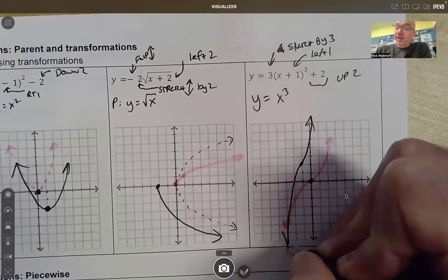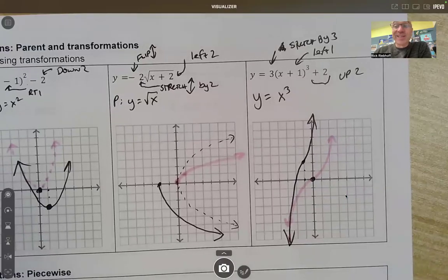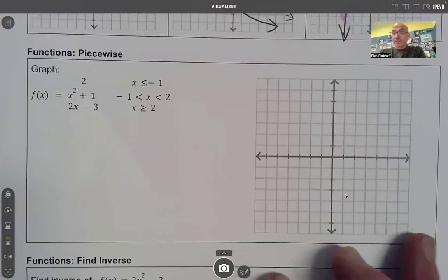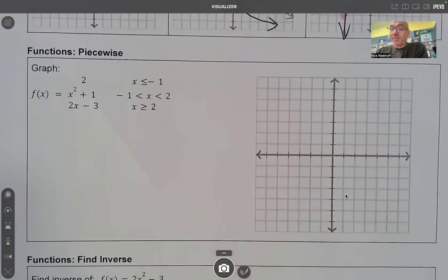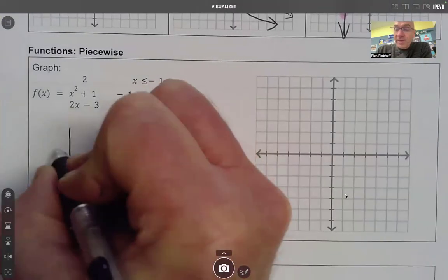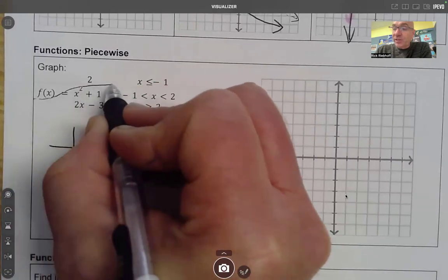So it's going to look something like that. Close enough. That's all we're after. All right, piecewise functions. One way to do this that I've shown before is to graph each of these individually.